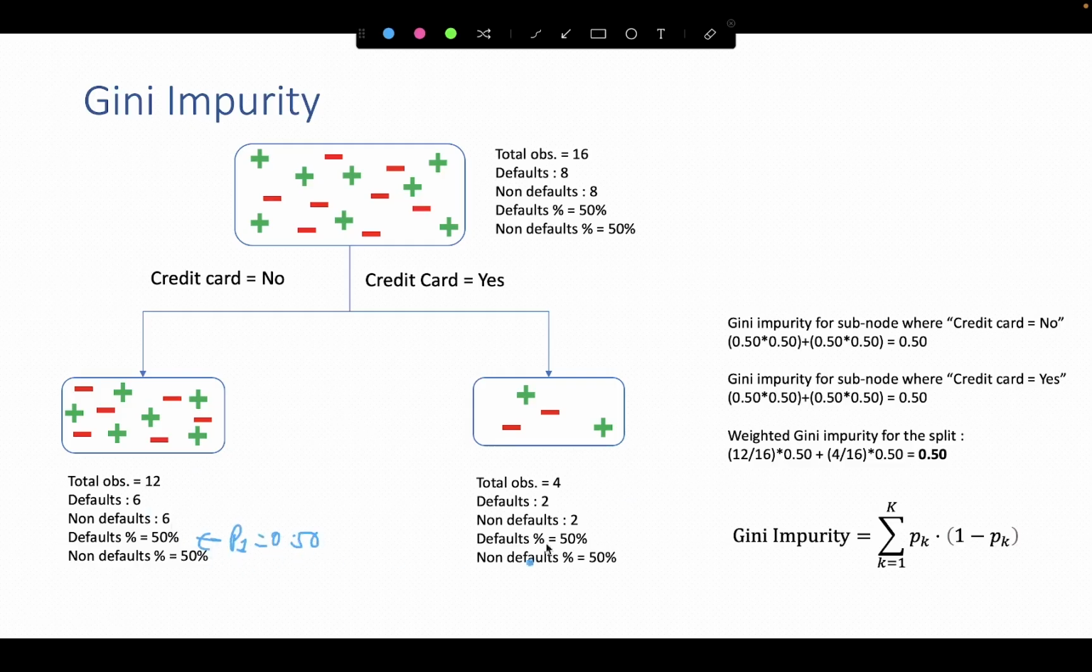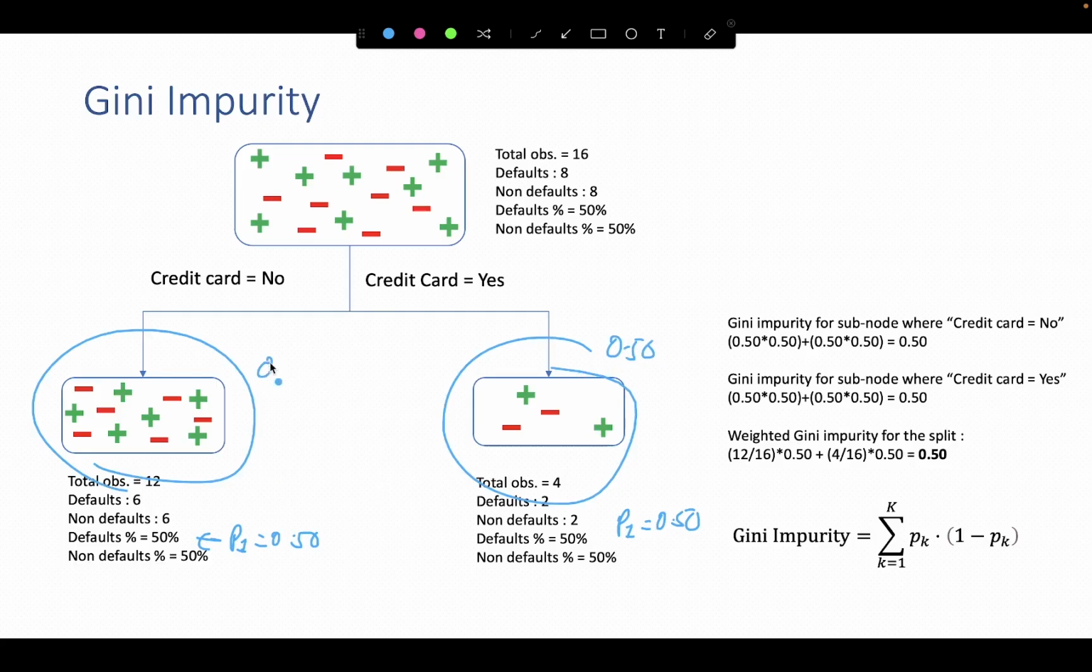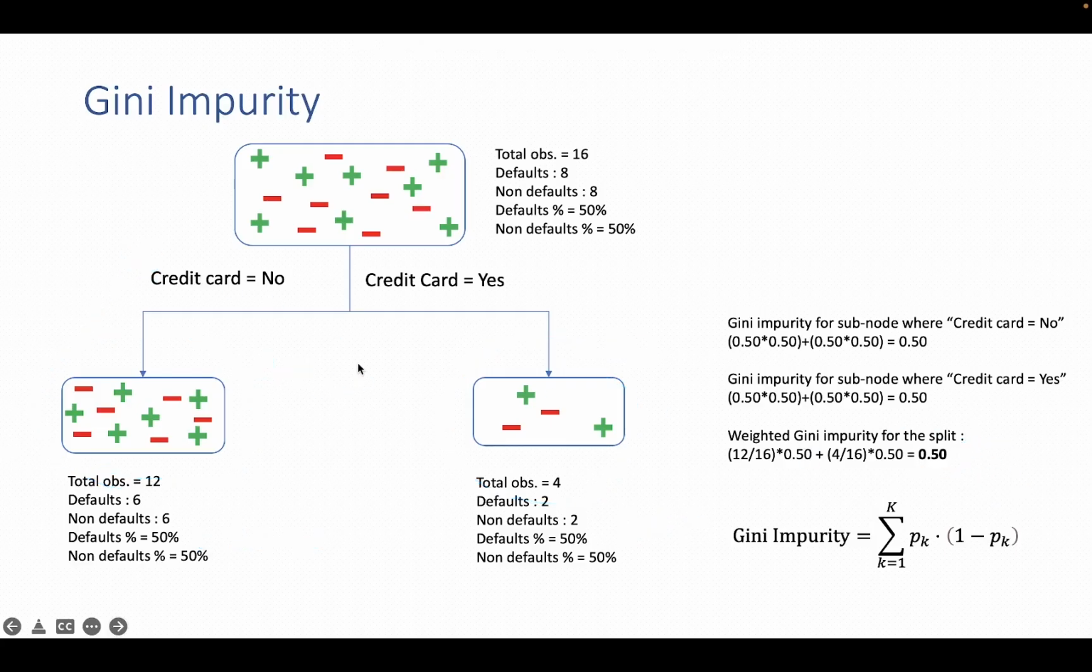In both the cases, P sub 1 was 0.50 and the resultant Gini impurity at its individual subnodes again turned out to be 0.50. The overall weighted Gini impurity also resulted in a value of 0.50, which is maximal. So it's a clear-cut case that we can go about rejecting this feature split altogether.